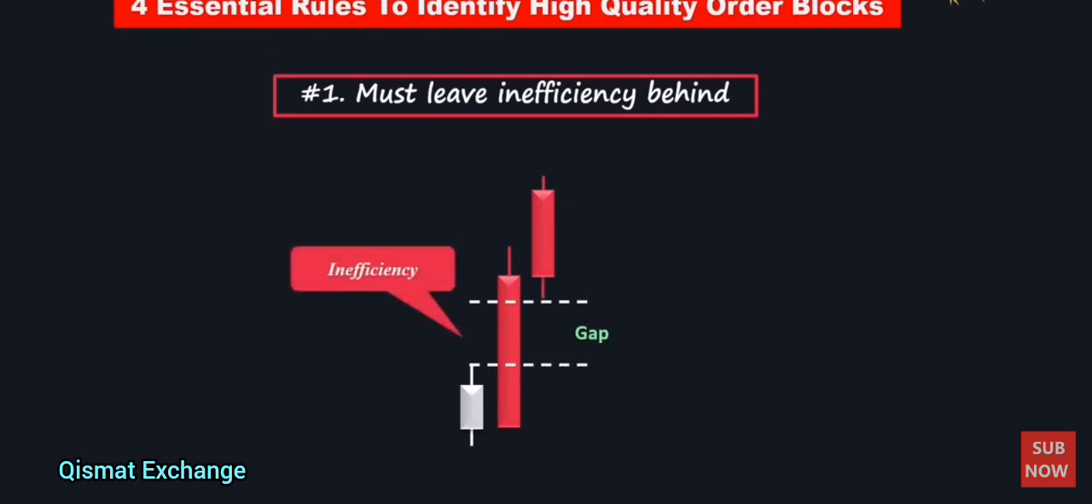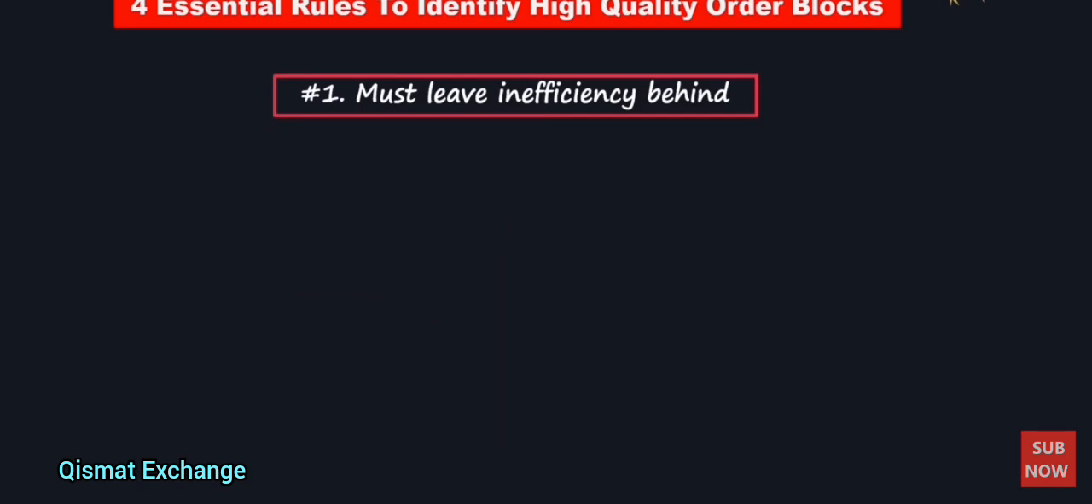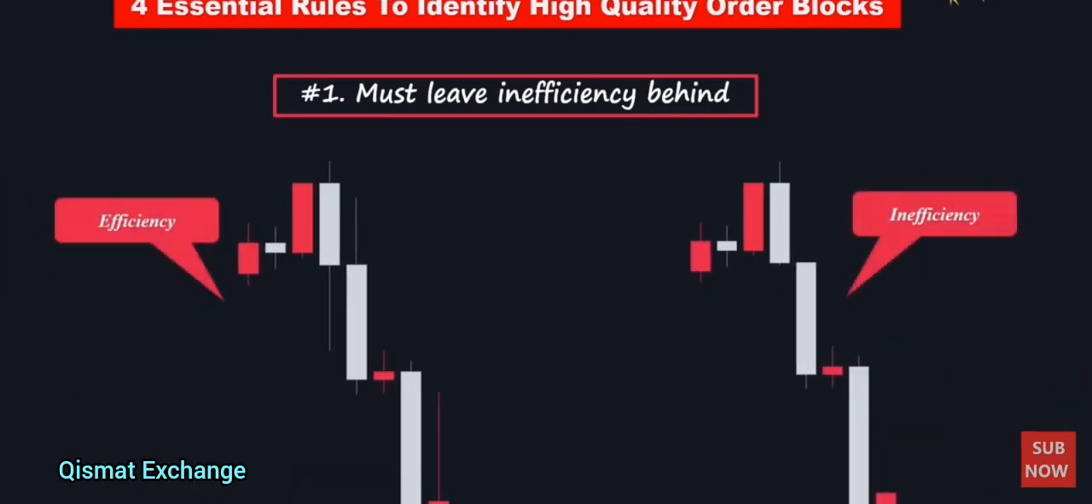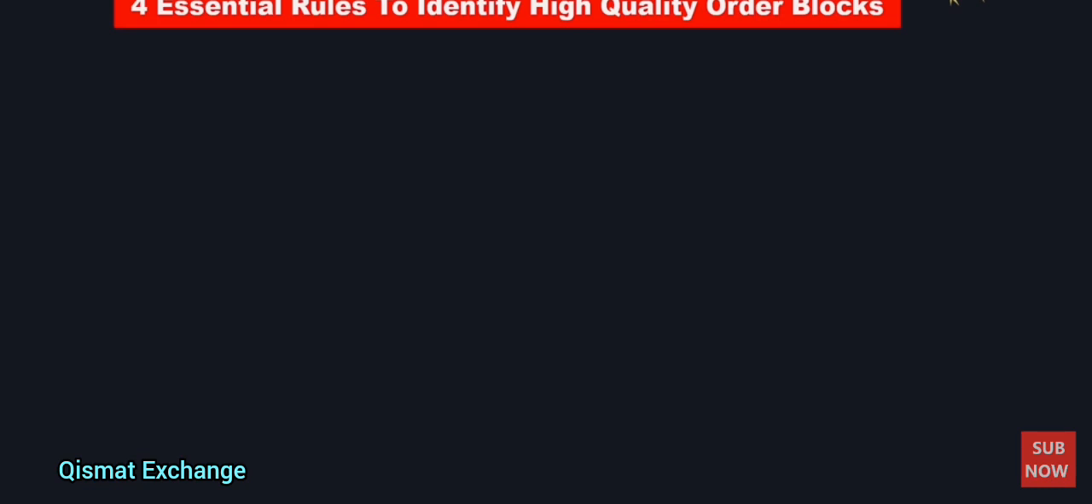Inefficiency refers to an imbalance between buyers and sellers in the market, resulting in a disequilibrium that needs to be filled. This is often observed as a gap within the candles. To clarify, let's consider two scenarios. If a three-candle sequence does not exhibit any gaps, it is considered an example of efficiency. On the other hand, if there is a gap present within the candles, it signifies an example of inefficiency.